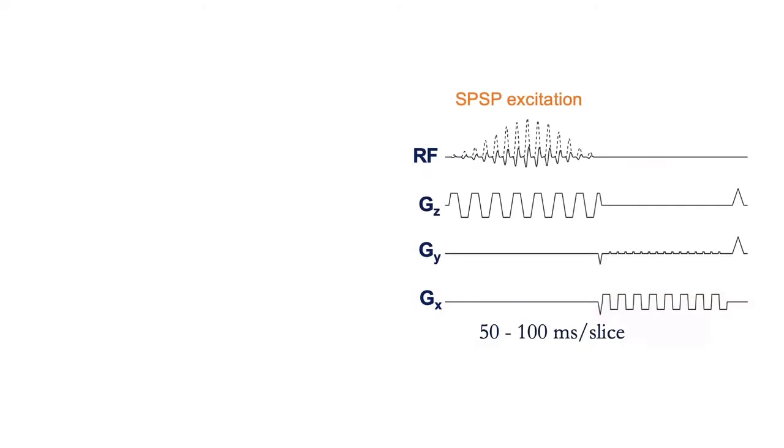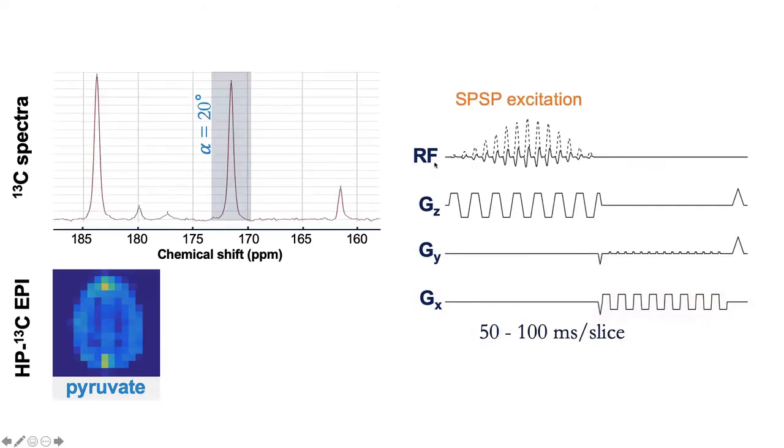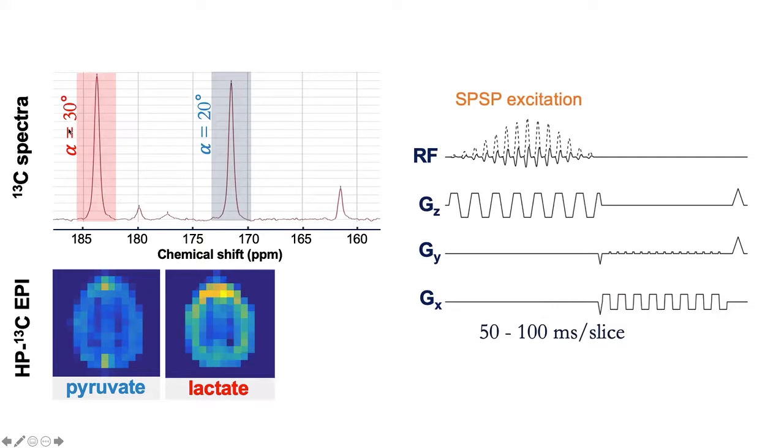So in practice, the way it works is you have the spectral-spatial module before your rapid imaging readout here in EPI. So we do our frequency calibration. We put our center frequency on pyruvate, say with a 20-degree tip angle for a single slice. This can be extended to multi-slice really easily. And then we simply just shift that frequency, excite lactate with the higher tip. And then if we want bicarb, do the same thing in the other direction.